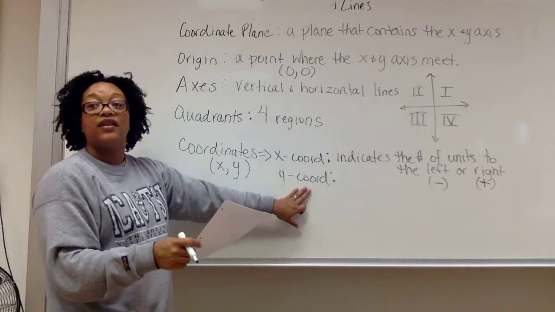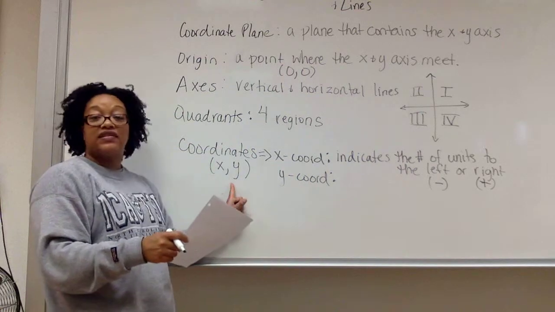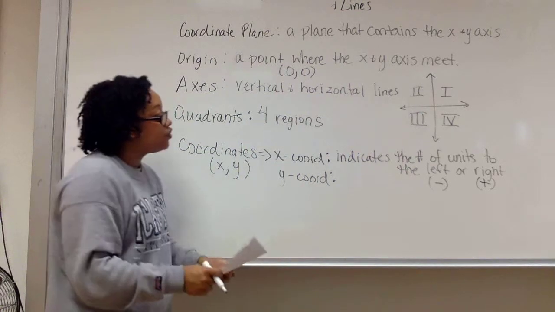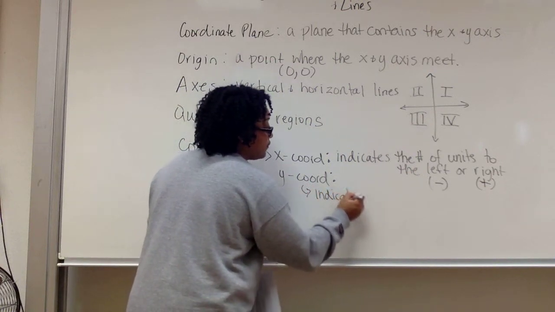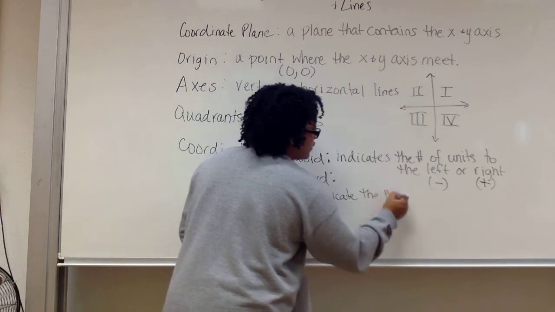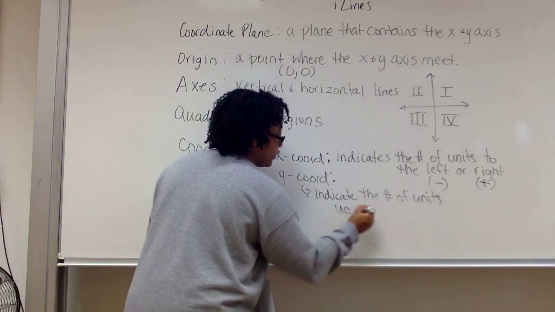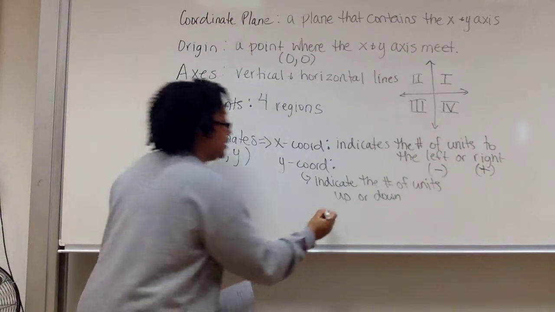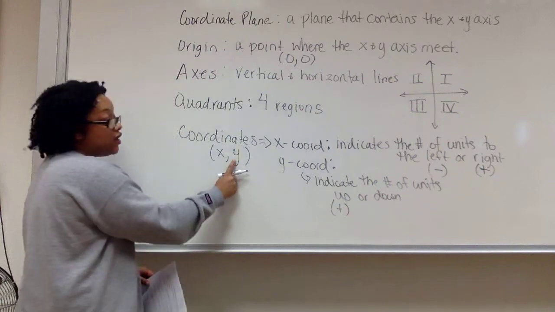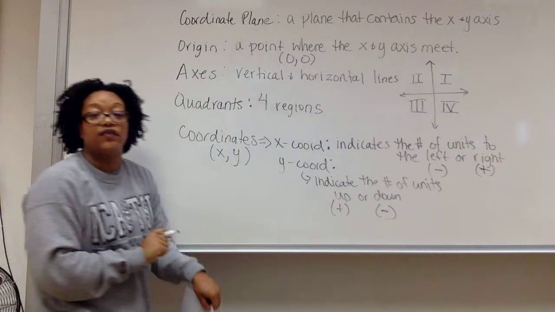Okay, the next coordinate is your Y coordinate. That's always going to be the second number right here. That's going to indicate the number of units up or down, right? So if you're going up, then this number right here will be a positive number. If you're going down, it'll be a negative number.